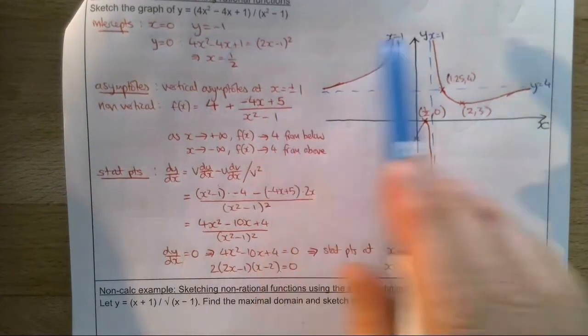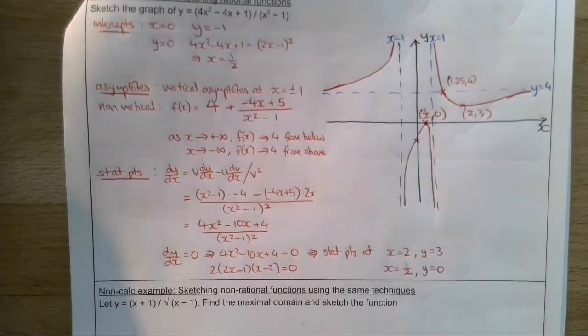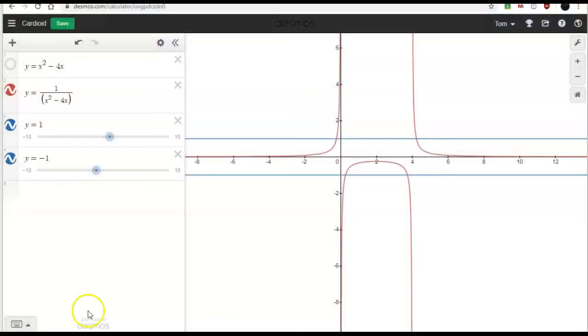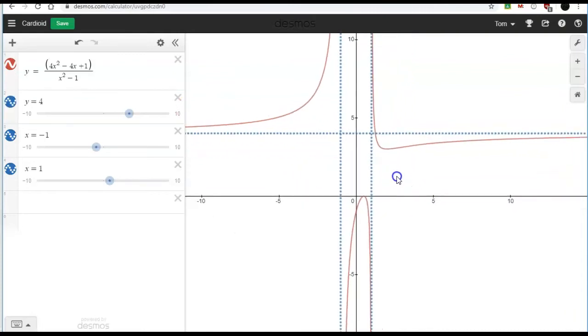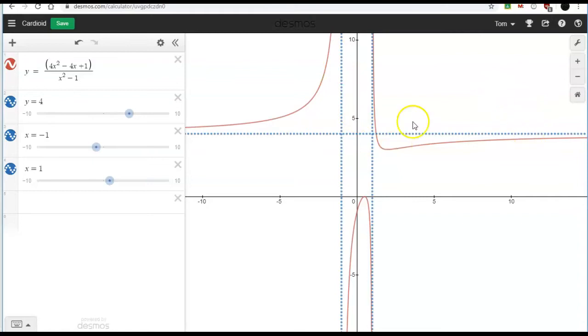I think that's a pretty good job at sketching this function. Let's have a check back to Desmos and see if that's indeed what we were looking for. Here we go. And yeah, we can see it's pretty much spot on. By drawing these asymptotes in, we can see the behavior of the curve as we get large positive x and large negative x, and then we can see these stationary points pretty much where we drew them.